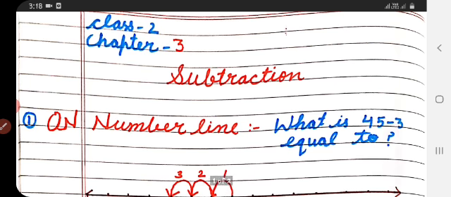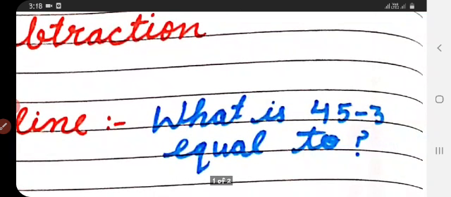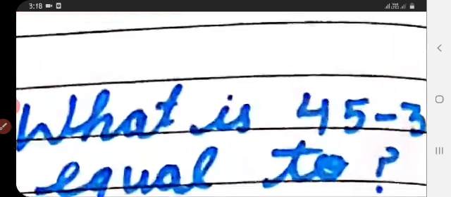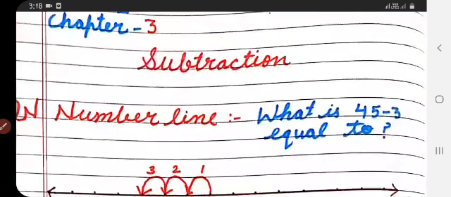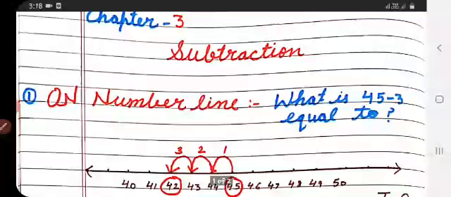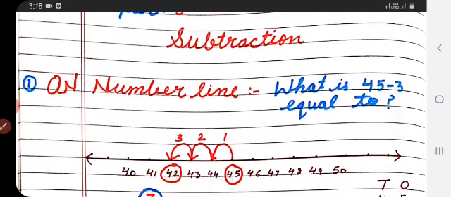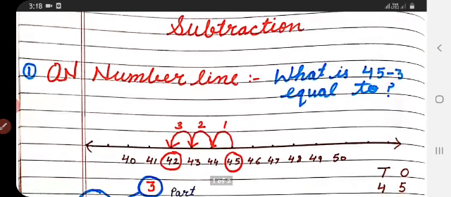So we can see here the first question: what is 45 minus 3 equal to? First of all, we want 45 on a number line. We know we start from 0, but here since it is 45, we can start from 40 to 50. From 40, 41, 42, like this we can start.